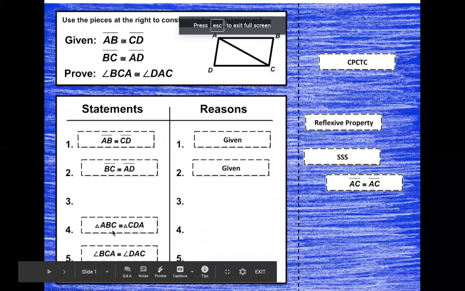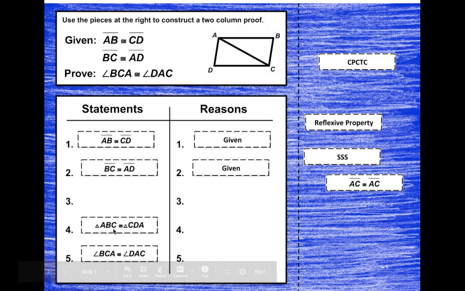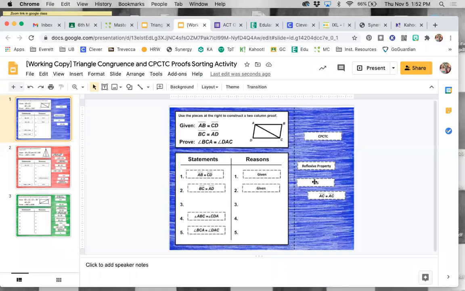On line 4, I'm proving that two triangles are congruent. To prove that two triangles are congruent, I have to do some of those patterns with S's and A's. What's the only one over here that does that? Yeah, so that's got to go there. So let's pull SSS right over there.